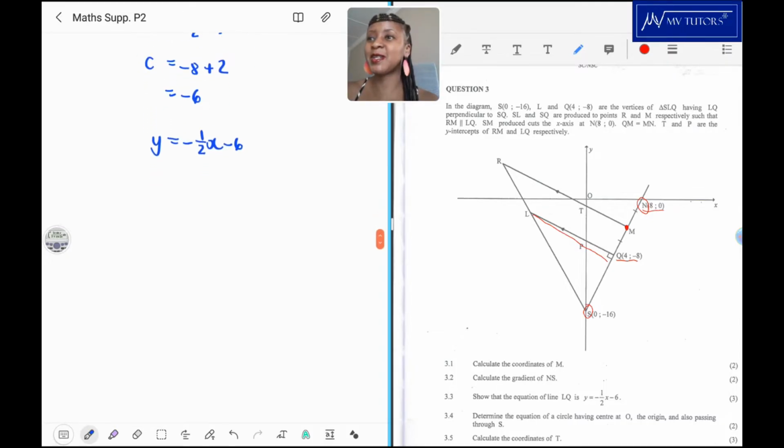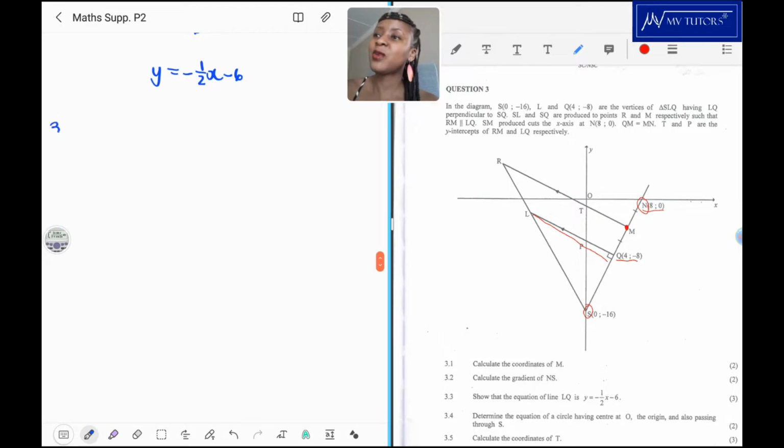Okay, so we are good with 3.3, and now we go to 3.4. What do they want? They're saying determine the equation of a circle having center at the origin, O or (0,0) if you may, and also passing through S. Basically, if I were to draw this circle, it's something like that. It's quite a big circle. It won't even fit on the graph, but it's something like that.